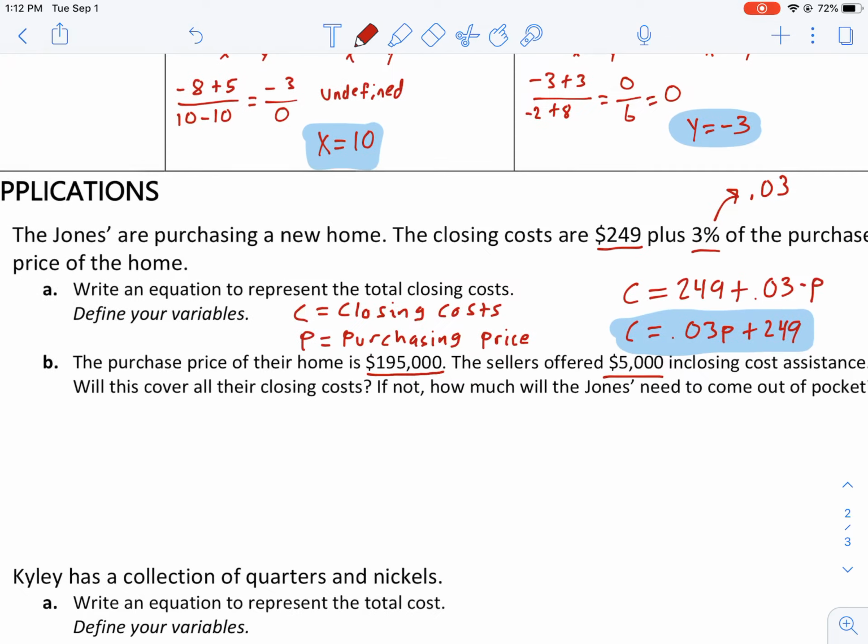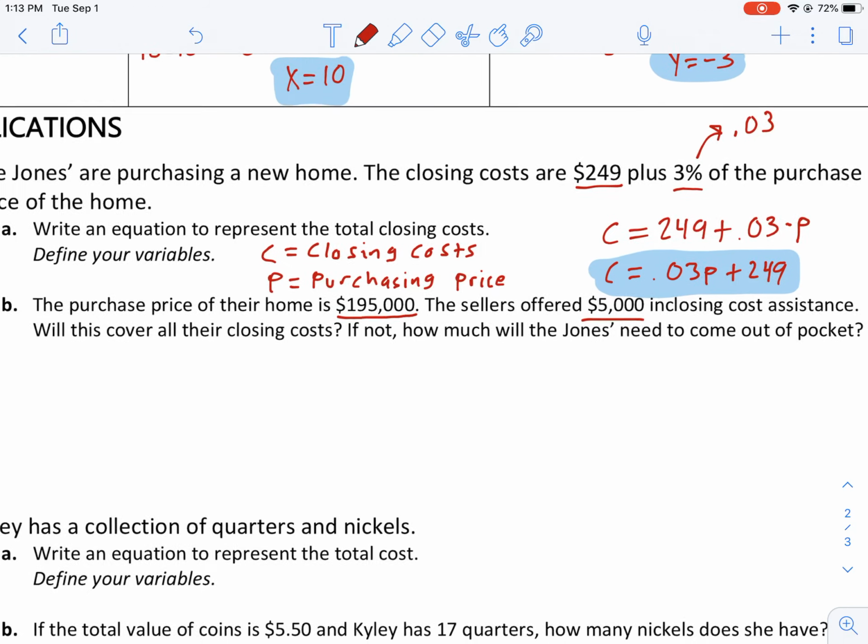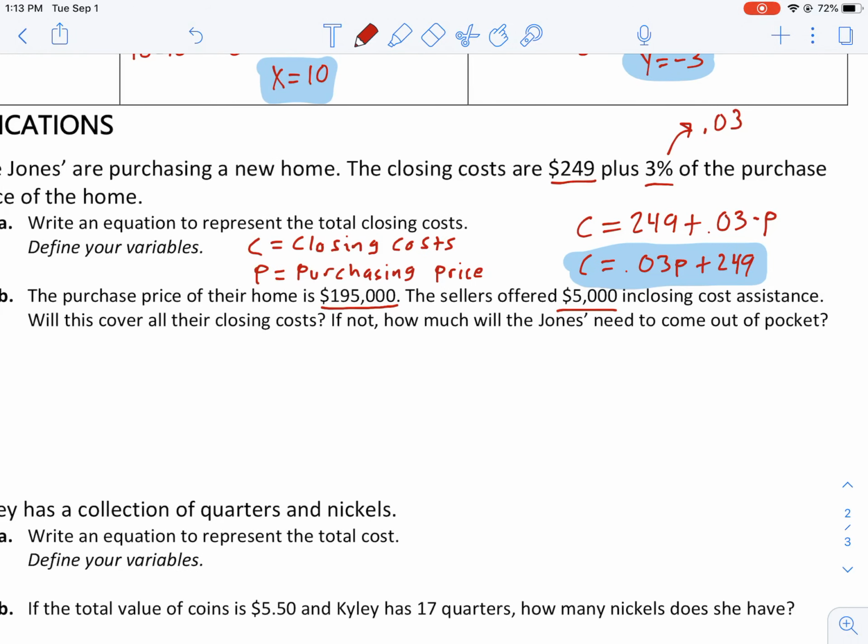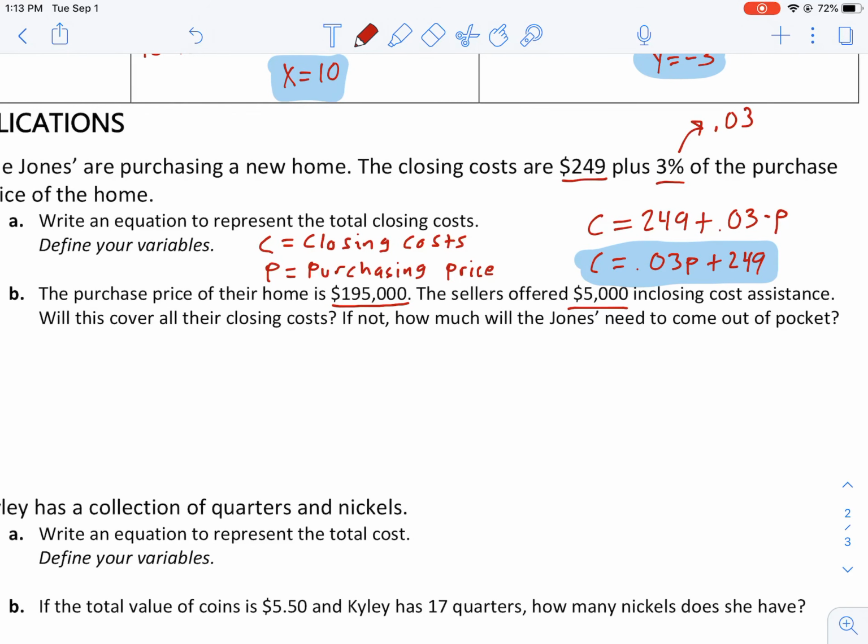The sellers are offering them $5,000, which is weird because that would mean it's a buyer's market, but it's definitely not right now. It's definitely a seller's market. No one would do this.